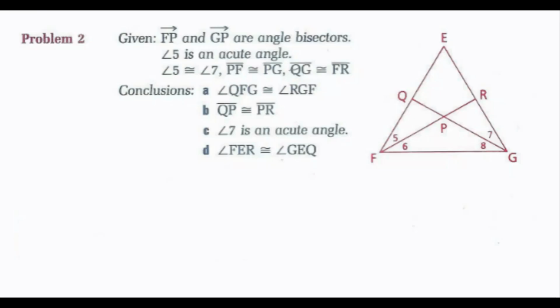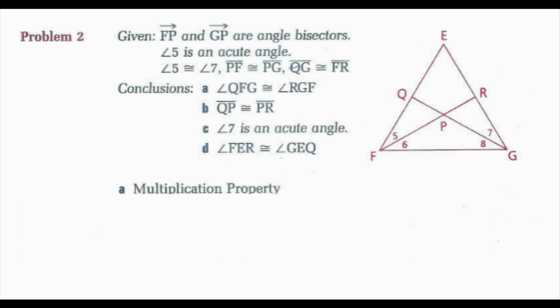Looking at problem 2, I have the following givens, and I want to make the following conclusions. So looking at my first conclusion, I have angle QFG is congruent to angle RGF. So that's this angle here congruent to this angle here. In my givens, I'm given that angle 5 is congruent to angle 7, and I'm given double angle bisectors. When I have double angle bisectors and one piece congruent to another piece, I use either multiplication or division. I'm going from a smaller angle to a bigger angle, so I'm going to use multiplication. If angles are congruent, then their like multiples are congruent. So angle QFG is congruent to angle RGF by the multiplication property.